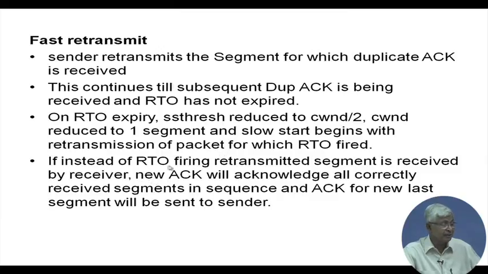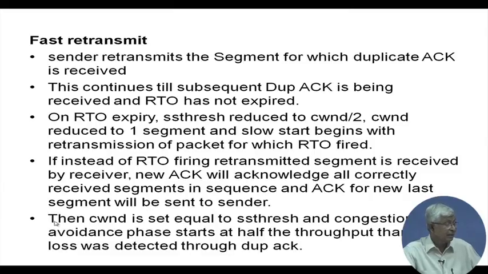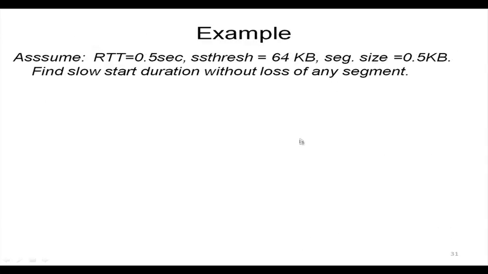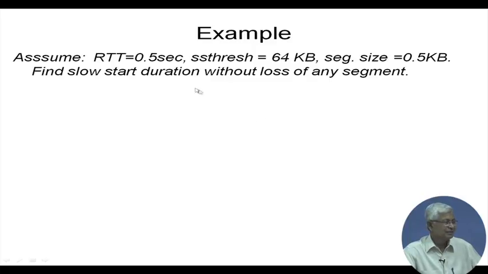And if RTO has not fired and a new segment is acknowledged, acknowledging all previously received segments, then you continue sending for the last segment. Then CWND is set equal to SS threshold, and the congestion avoidance phase starts at half the throughput. There was a loss, which may indicate congestion. So, you reduce the throughput, when the loss was detected through duplicate ACK. So, this is called fast retransmit without going to the slow start phase. Halfway through it starts.